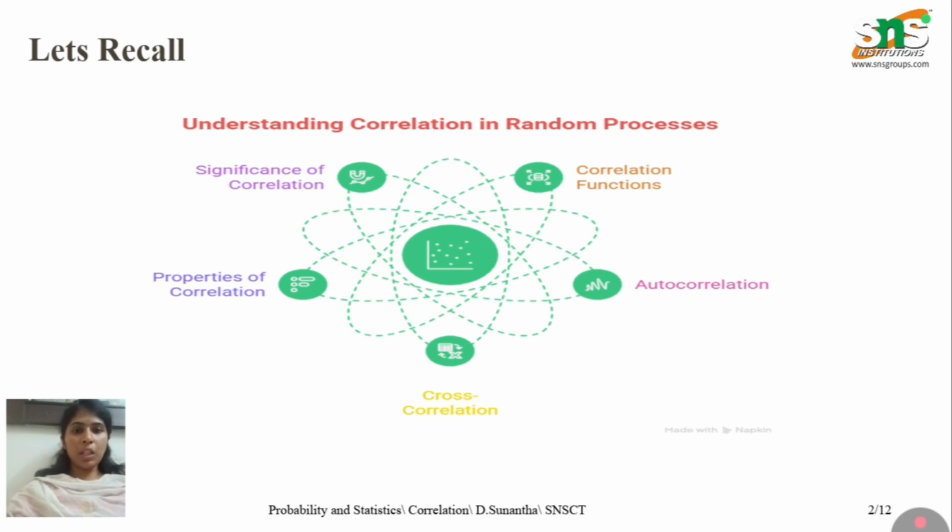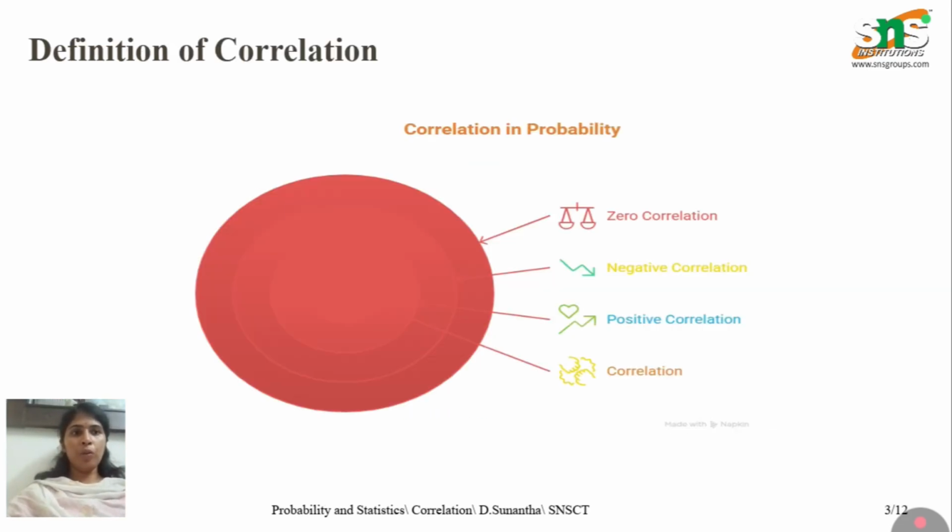So this is what is discussed. The strength of relationship between two variables is discussed in this correlation. Mostly correlation is applied in random processes fields. So we are going to study what is zero correlation, negative correlation, positive correlation.